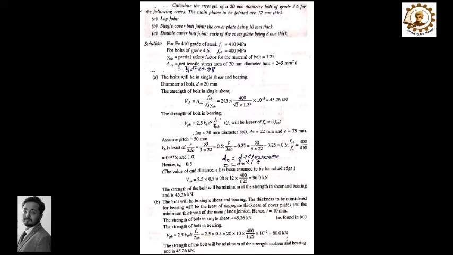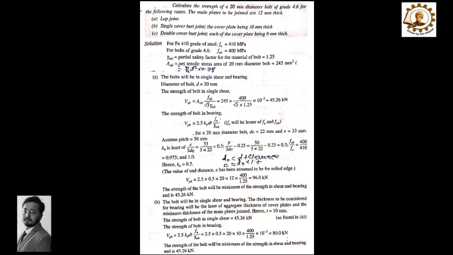For this case, the thickness to be considered for bearing will be the least of the aggregate thickness of cover plates and the minimum thickness of main plates jointed. So the thickness in consideration will be the least of the thicknesses available in this question. That means between the member thickness and the thickness of the cover plate. Member thickness is 12 mm and the cover plate thickness is 10 mm. So 10 is the minimum value. Therefore, t will be 10 in consideration.